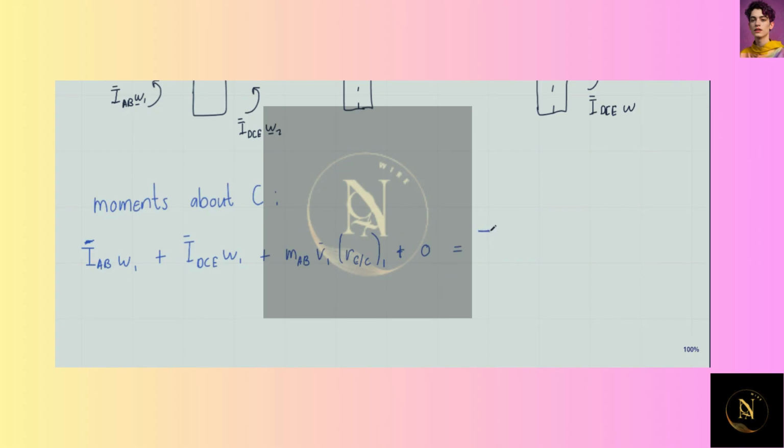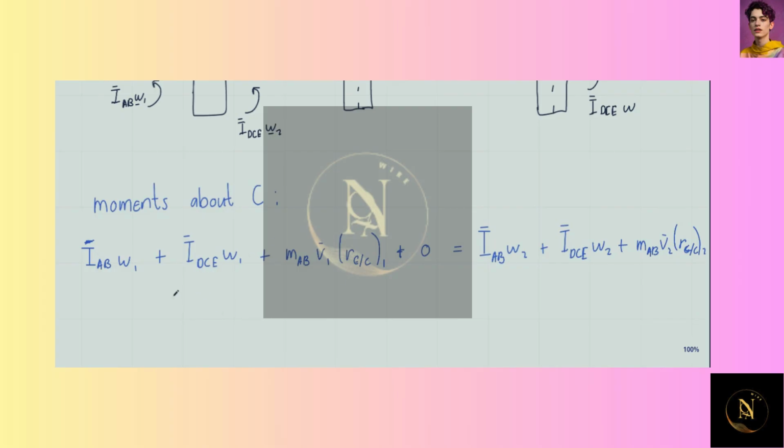And this is equal to I bar AB, and now we're looking at the second position, omega 2, plus I of the entire rod and tube system, I DCE times omega 2, plus MAB, the mass of the tube, times V bar 2 times R of the mass center relative to point C for position 2 of the system, RGC2.